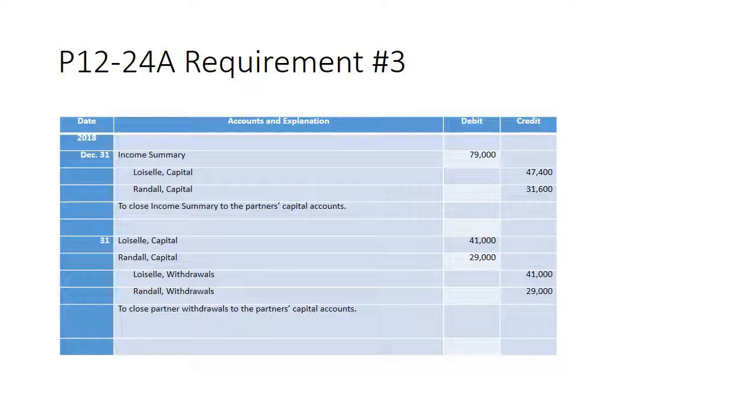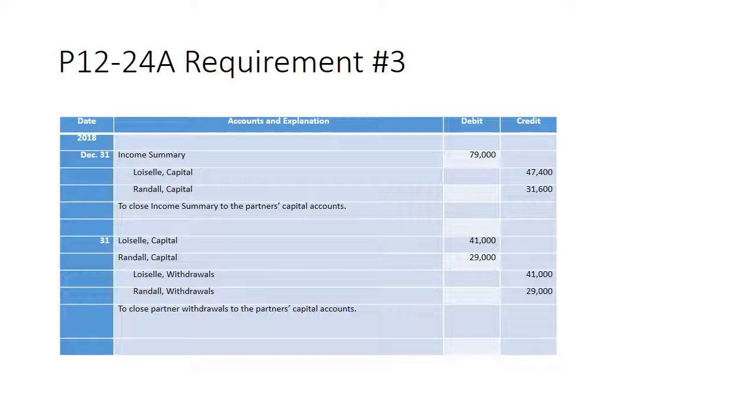Same with withdrawals. When we're closing withdrawals and we have the withdrawals defined for us, Loisel's withdrawals were $41,000, and each partner would have their own withdrawal account. We'll credit Loisel withdrawals $41,000, debit her capital account, reduce it. She took that money out of the business already. Do the same thing with Randall. Credit his withdrawals account, debit his capital account. Okay, so that's just demonstrating how we allocate profits, how we close out withdrawals, and set up the partnership. So that was 12-24A.